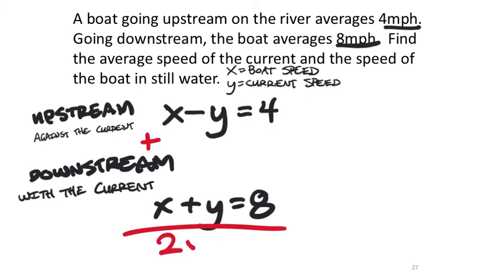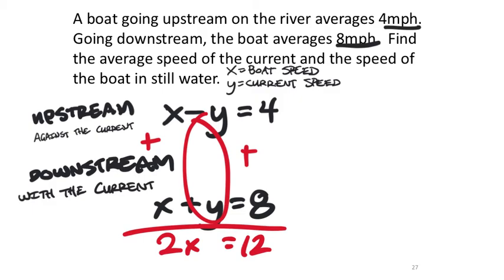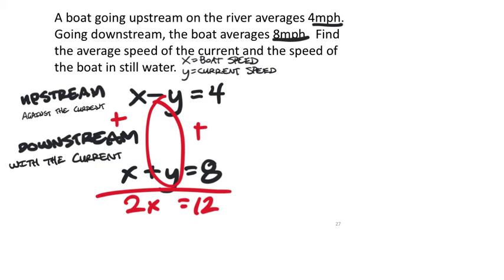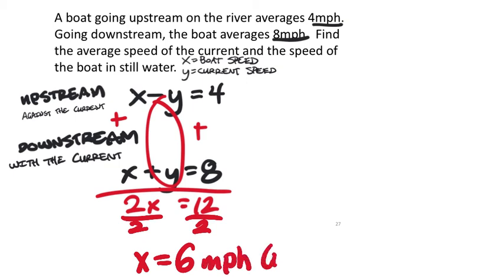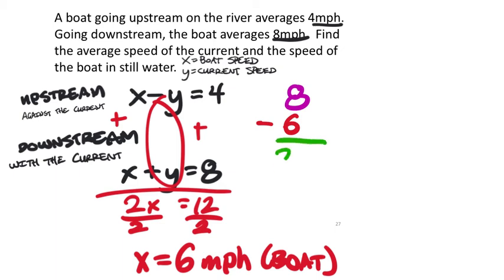So when I combine my x's, I got 2 x's. That's 2 boat speeds would be the same as, we zeroed out the y's, 4 plus 8, that'd be 12 miles per hour right there. So with that 12 miles per hour, that's double the boat speed, but we only want one boat speed, so divide by 2. And x, the boat speed, now is 6 miles per hour for the boat. So if the boat's going 6 miles per hour, then what you can do is take the downstream speed, 8, and just subtract the speed of the boat, and you'd have the speed of the current, which is 2.